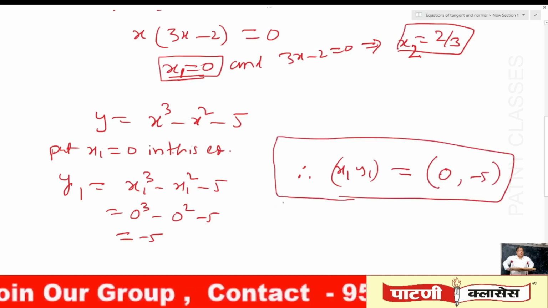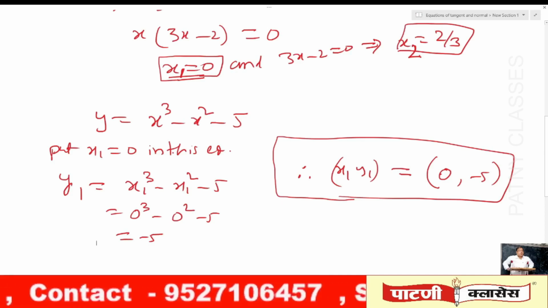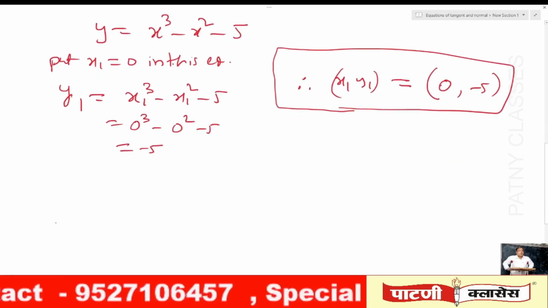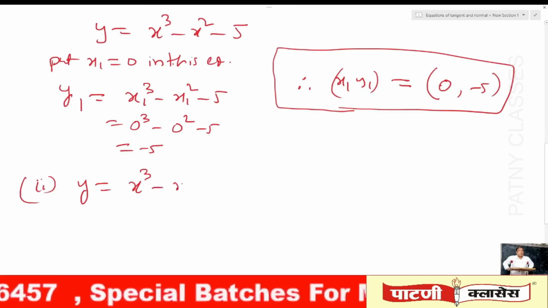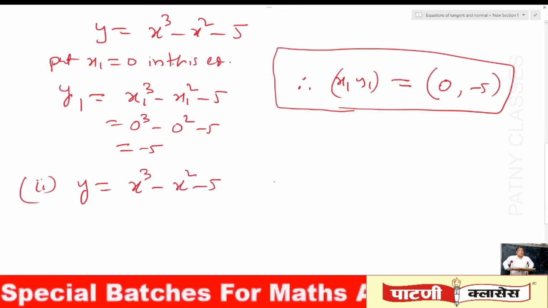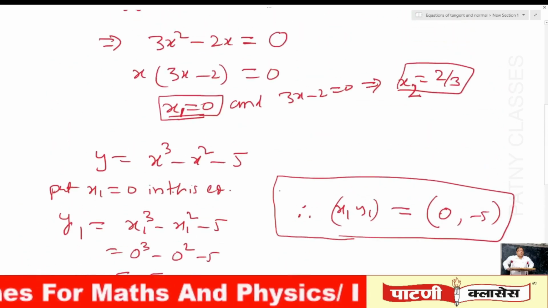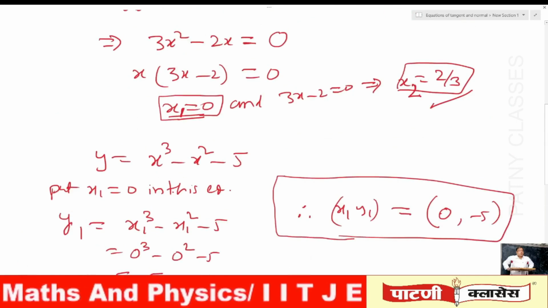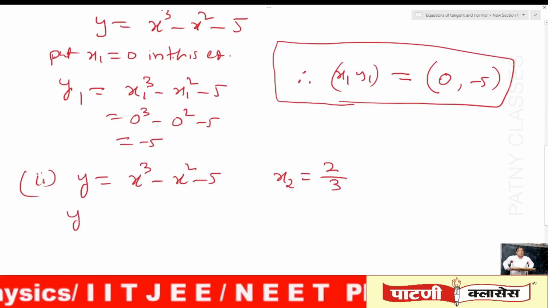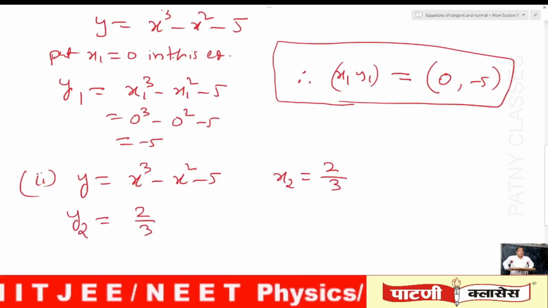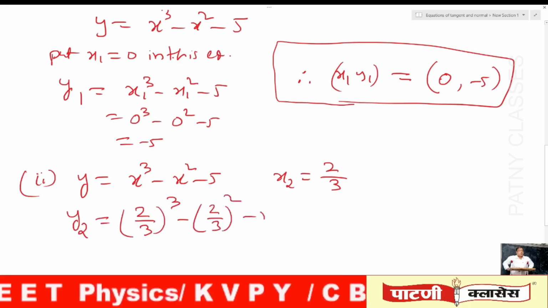Now we need to go for the second case. Again, x2 is equal to 2 by 3, and y equals x cube minus x square minus 5. We have the value 2 by 3 here, x2 is equal to 2 by 3. So we are going to put it in the equation. So I am going to get y2 equals 2 by 3 cube minus 2 by 3 square minus 5.